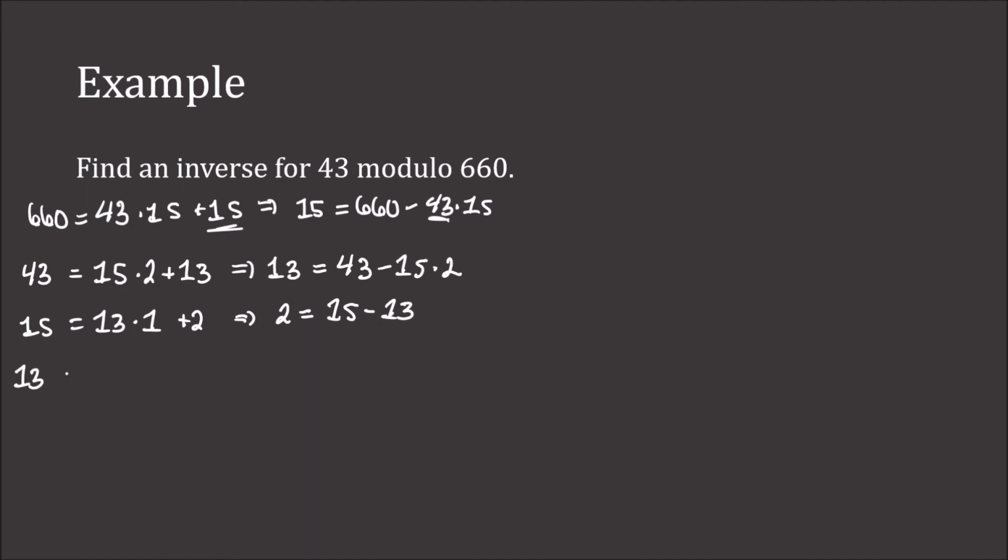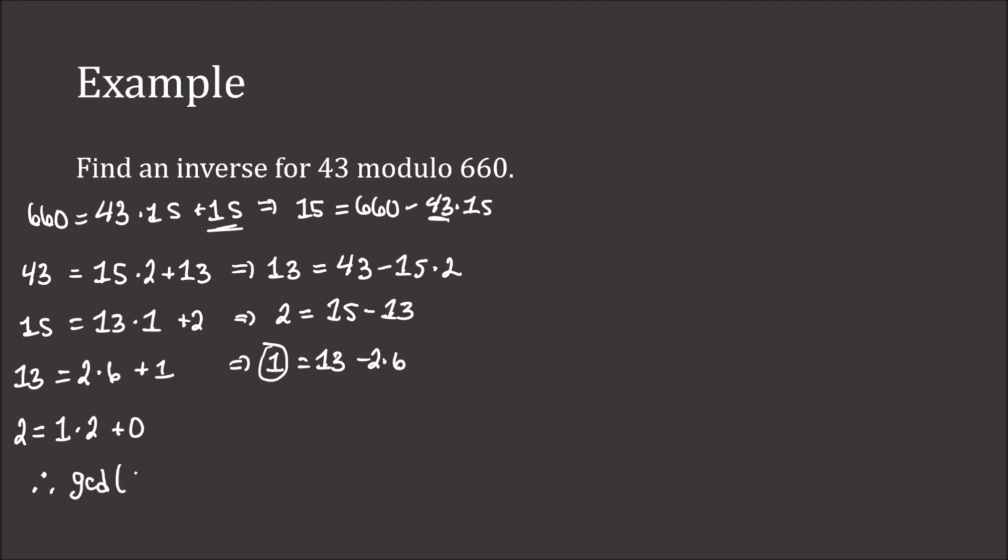Now divide 13 by 2. We'll get 2 times 6 plus 1. So this means that 1 is equal to 13 minus 2 times 6. And 2 would be 1 times 2 plus 0. We now have a remainder of 0. So this is our GCD. So these two are relatively prime.